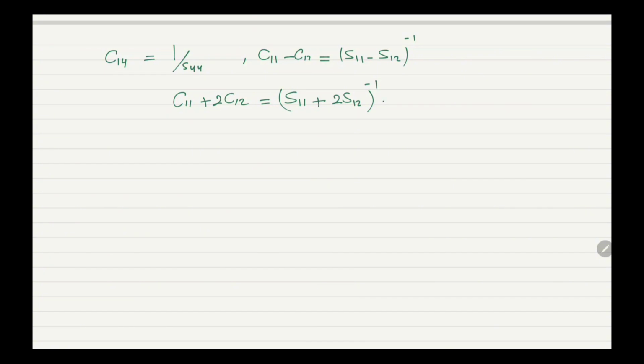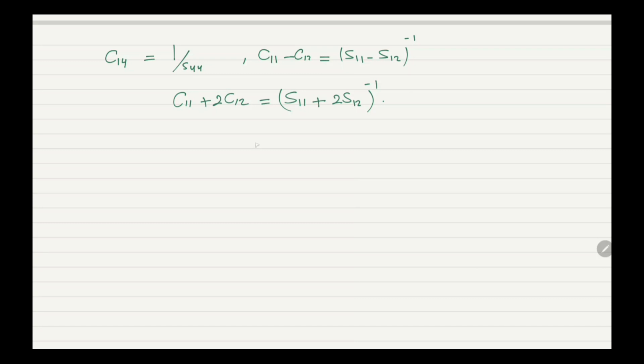Again, for cubic crystals, the stiffness and compliance constants are related by this. C44 is actually equal to 1 over S44, and C11 minus C12 is equal to (S11 minus S12) to the power minus 1, and C11 plus 2C12 is equal to (S11 plus 2S12) to the power minus 1. And you can actually find these by calculating the inverse of the matrix we mentioned before.